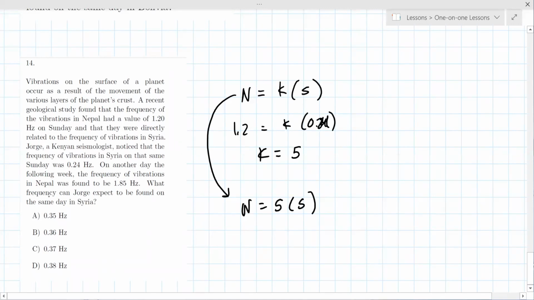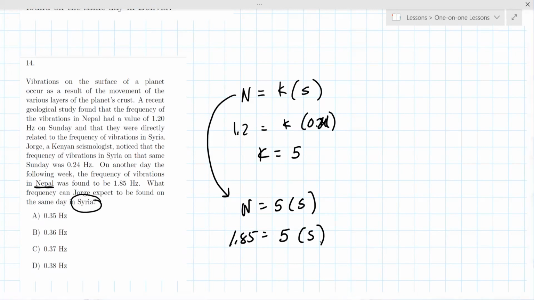This time, they give you the information about Nepal, and they want you to find it for Syria. So do you plug in 1.85 equals? Yes. So I need to divide by 5. Yeah. 0.37. Great, excellent, you got that there.